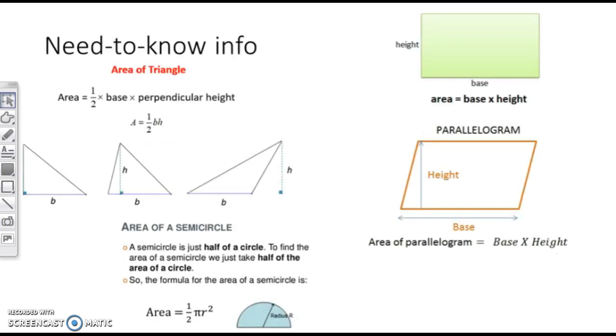Alright, so here's your need to know info. There is a lot. First of all, you need to know the area of a triangle. We talked about this last semester. It's 1/2 times the base times the height.